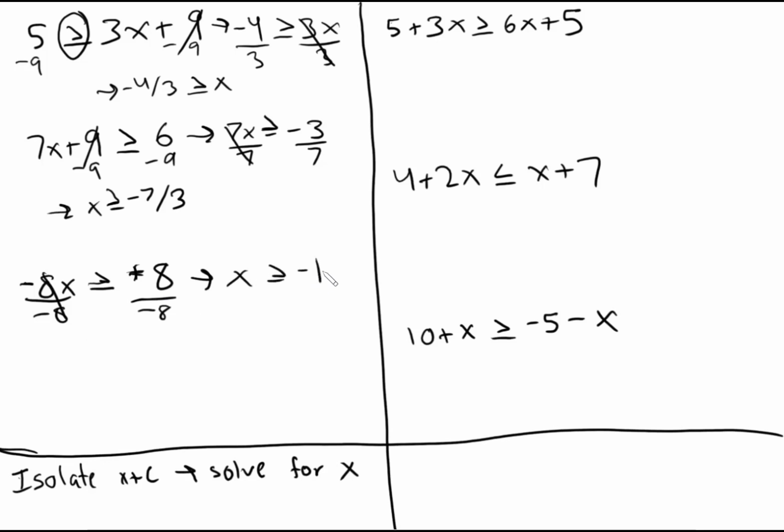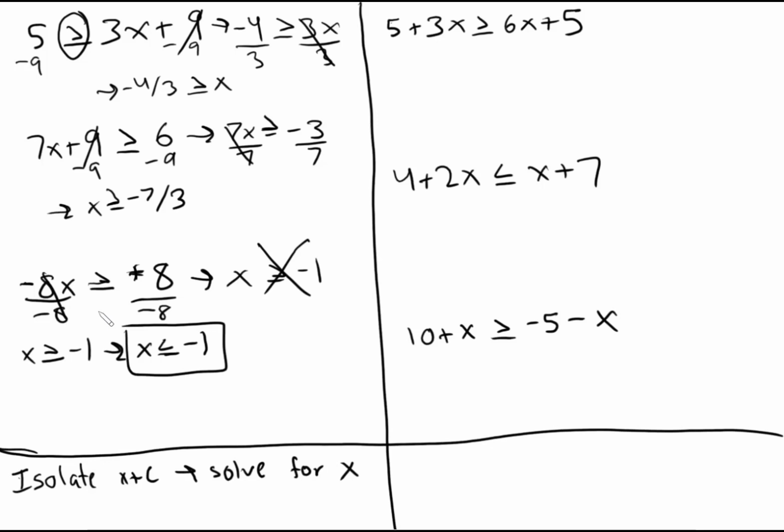Well, here's the catch. Whenever you divide by a negative number when using inequalities, the sign changes. Or to be exact, it just switches to the opposite. So x greater than or equal to negative 1 becomes x is less than or equal to negative 1. So this becomes your final answer.